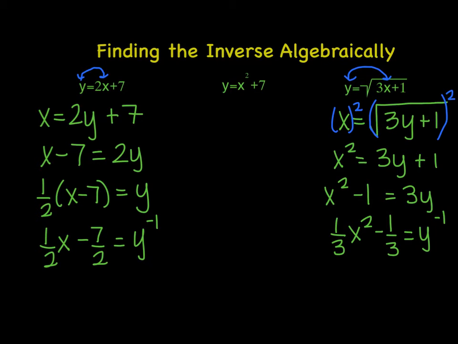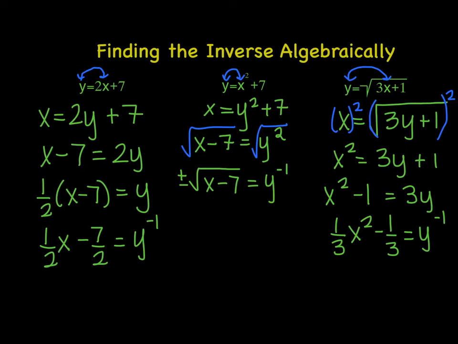Pause the video and go ahead and do the middle one. How'd you do? Most people miss this step right here, where they forget the plus and minus. When I take a square root of a variable to clear the square root and the squared, I must make sure I keep the plus and minus.